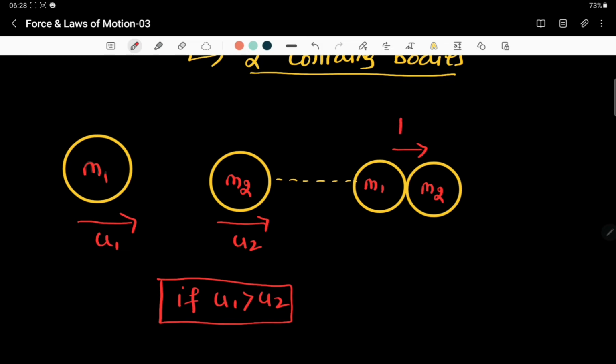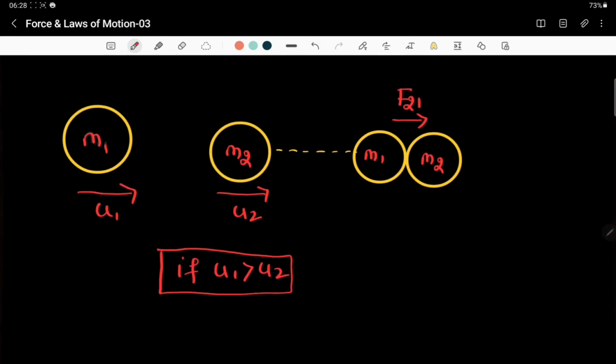But when they are colliding, don't you think the first body will apply some force on the second body? Let me call this force F21. What is this F21? F21 means the force on the second body due to the first body. Please try to read this.